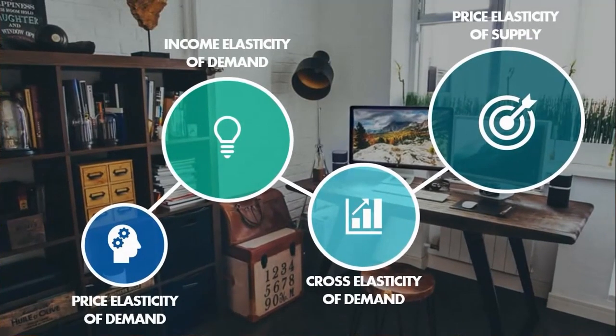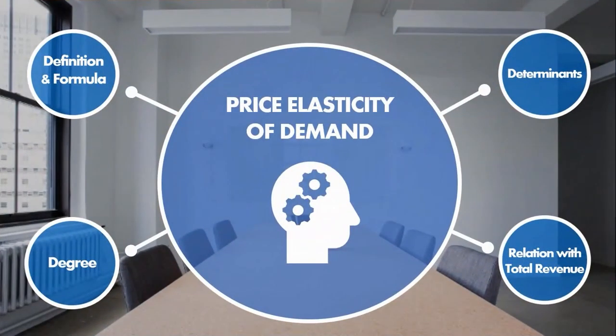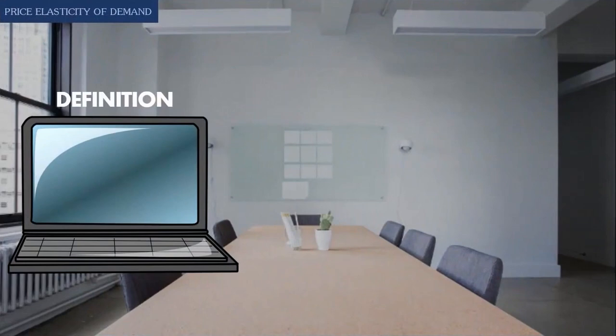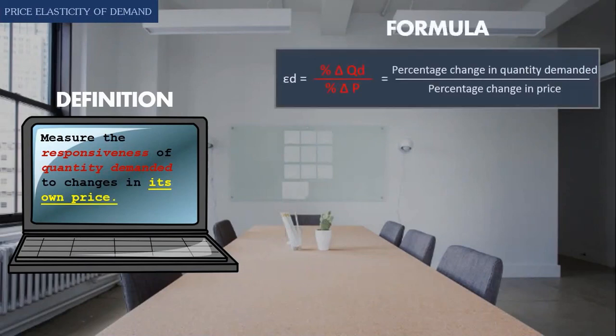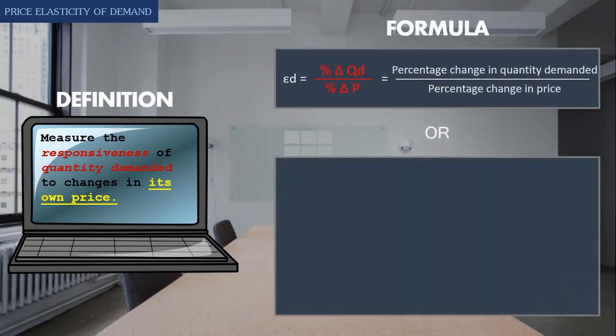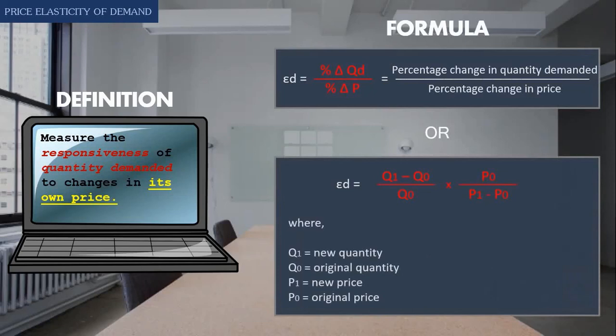First, we are going to see price elasticity of demand. Price elasticity of demand is used to measure the responsiveness of quantity demanded to changes in its own price. The formula that we are going to use is percentage change in quantity demanded over percentage change in price, or in some cases, we can use the second method to find the value of elasticity.